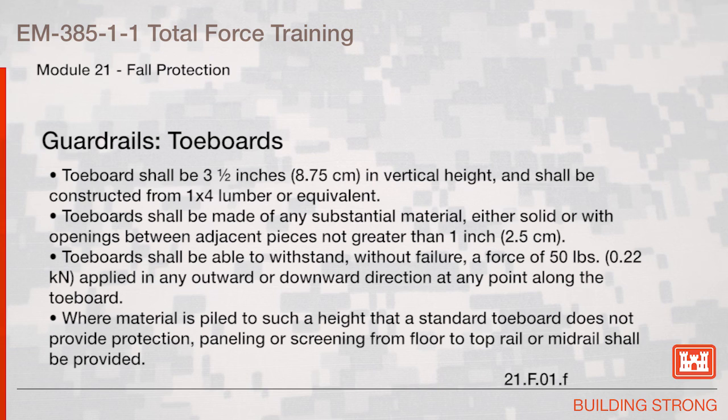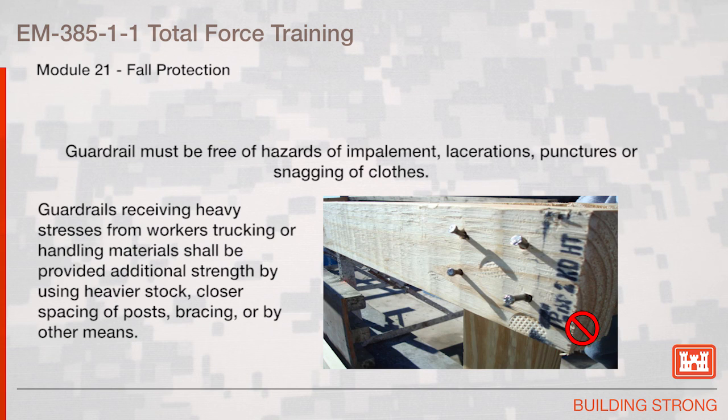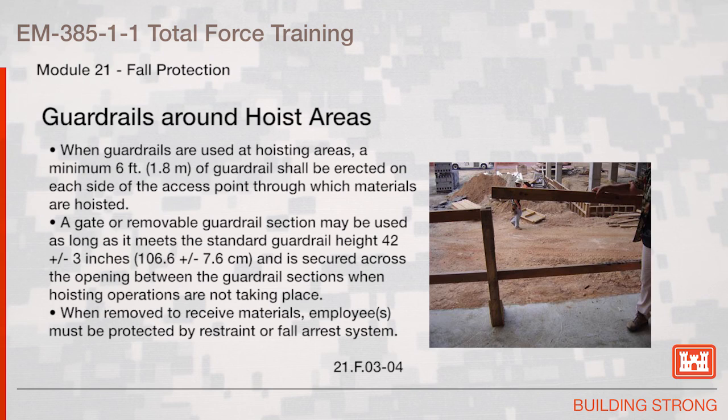Where material is piled to such a height that a standard toe board does not provide protection, paneling or screening from the floor to the top rail or mid-rail shall be provided. Guardrail must be free of hazards of impalement, lacerations, punctures, or snagging of clothes. Guardrails receiving heavy stresses from workers trucking or handling materials shall be provided additional strength by using heavier stock, closer spacing of posts, bracing, or by other means.